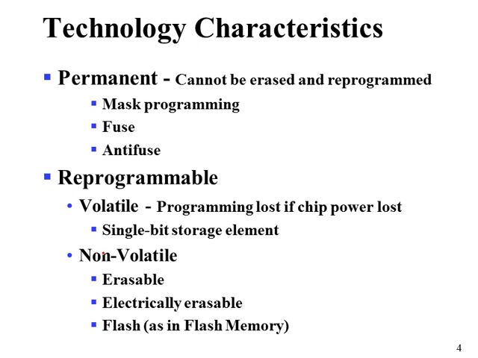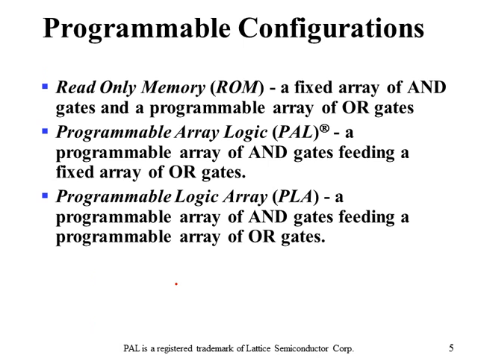We have two kinds of reprogrammable devices. One is volatile, which means if the chipset loses power, the program information is gone. But in the non-volatile case, even if you lose power, the configuration remains unchanged. We have basically three kinds of programmable configurations. We have some other types which are more complex, but basically we have three kinds.